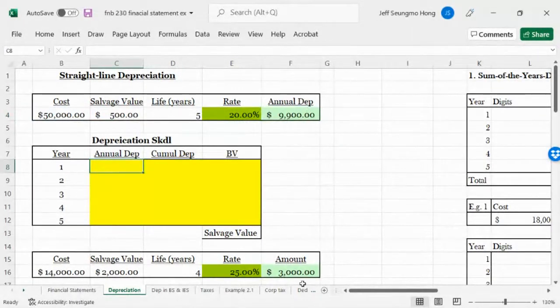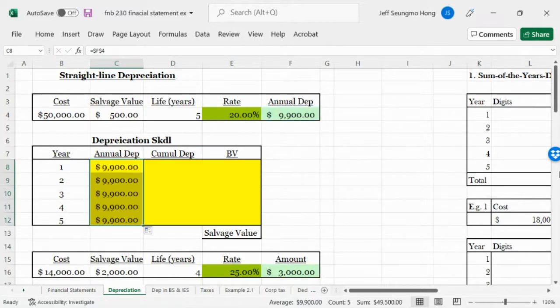So then we can build the depreciation schedule, and every year it will be that, right? F4, and you want to lock it because you want to drag it down. So hit F4 and lock it, and you drag it down. So every year is like that.